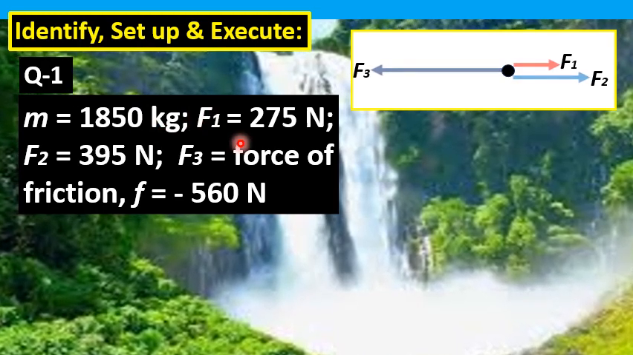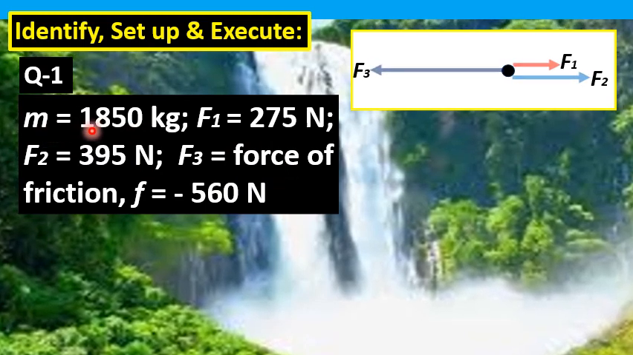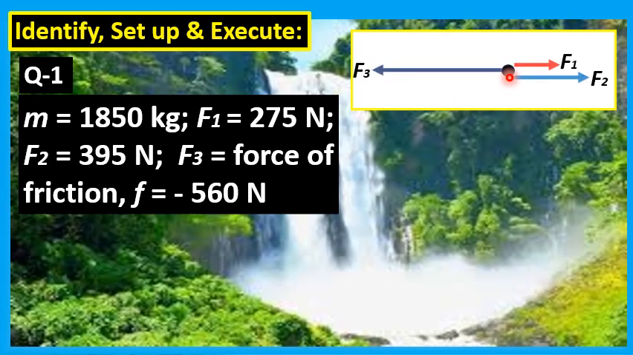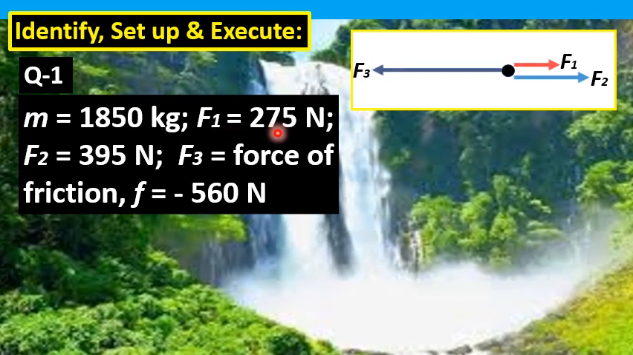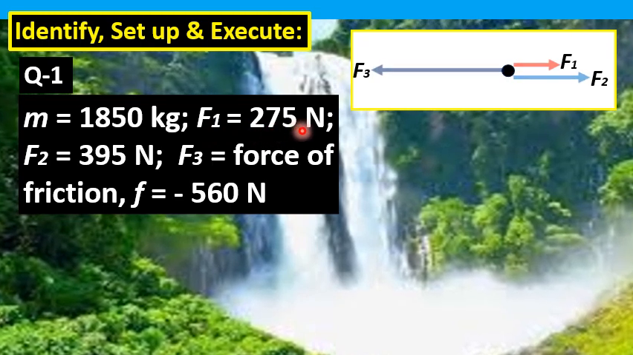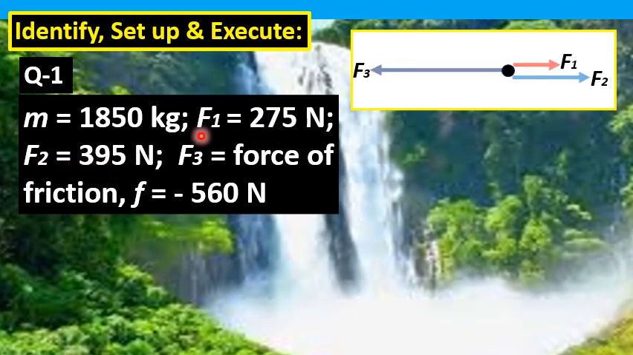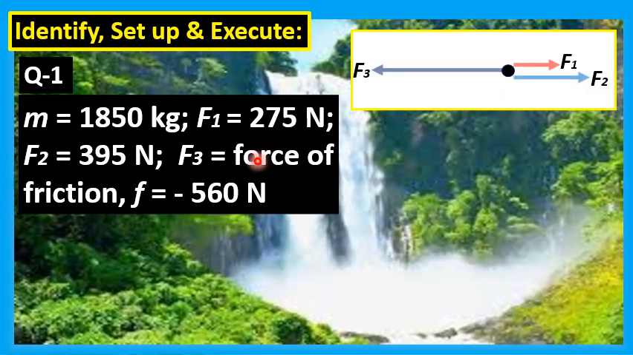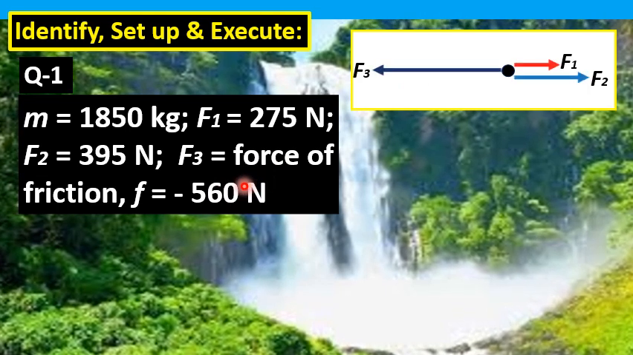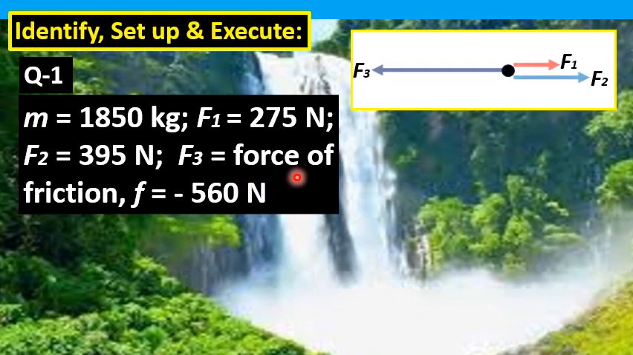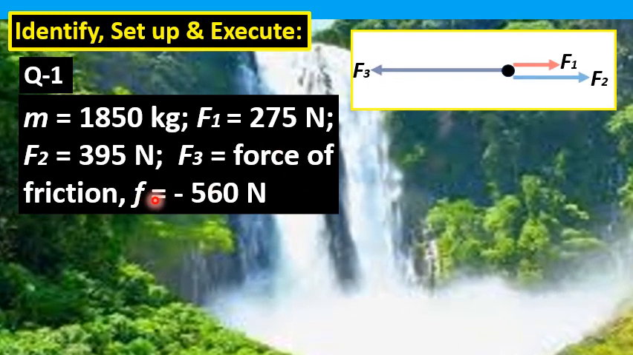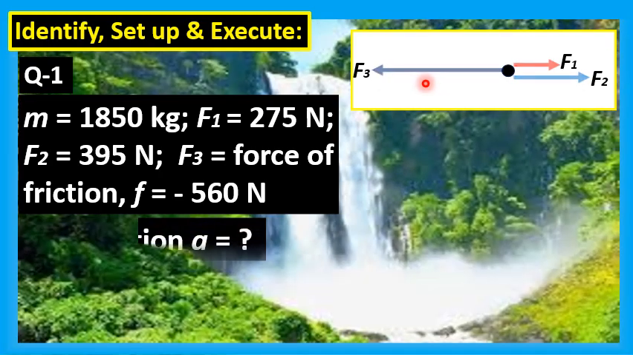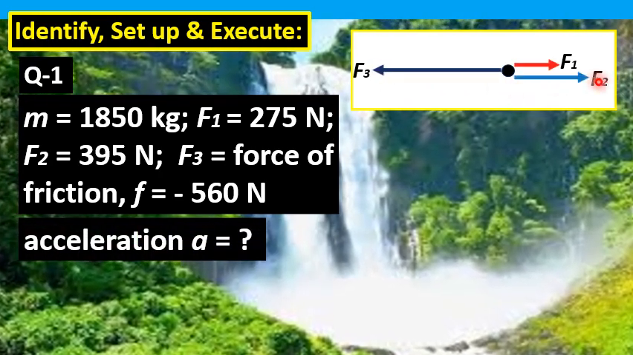For our first question, we are given the mass of a stalled car equal to 1,850 kilograms. So in our vector diagram, the car is represented by a particle. And the two people are exerting the forces F1 equals 275 newtons and F2 equals 395 newtons. Both F1 and F2 are directed in the same direction. And there is an opposing force, F3. This is due to the friction between the tires of the car and the pavement. So the amount of frictional force is equal to 560 newtons. Take note there is a negative sign to emphasize that the force of friction is opposite to the direction of F1 and F2.